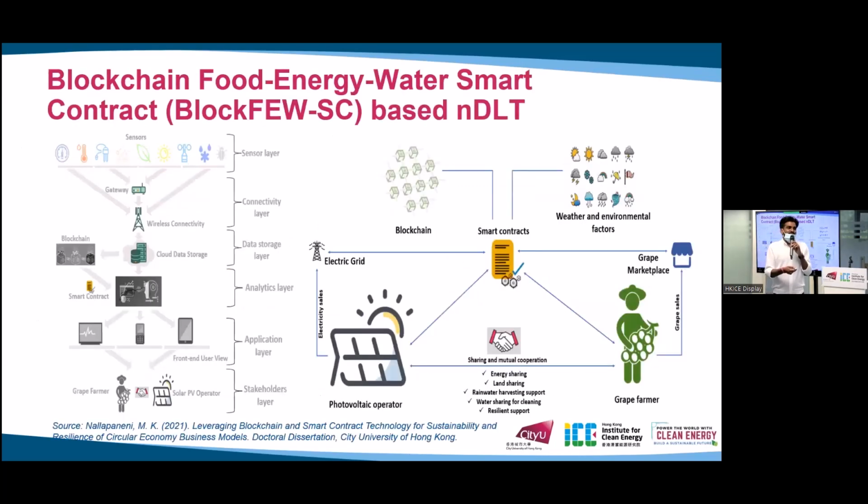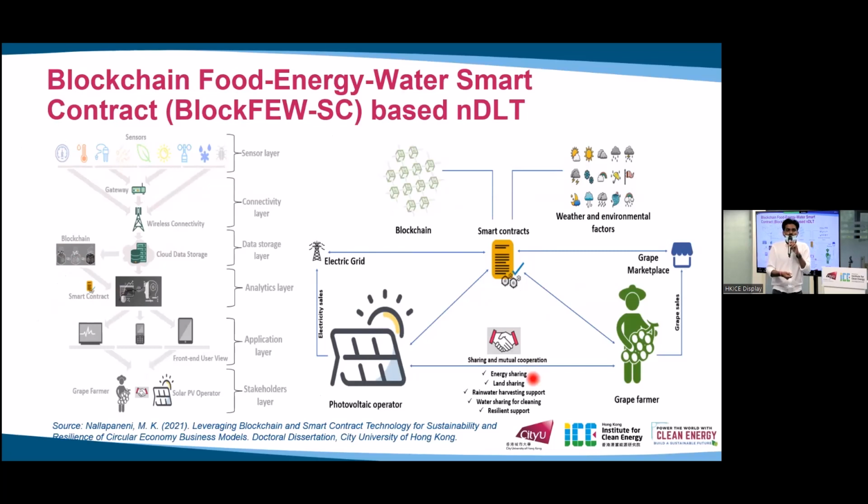So that's where we came up with the concept called blockchain food, energy, water smart contracts, where we digitalize the entire operational process using digital smart contracts. Now we deploy different sensors as per the parameters that we need to monitor. Then we store the data in blockchain ledgers. Then we write smart contracts. The smart contracts are like this.